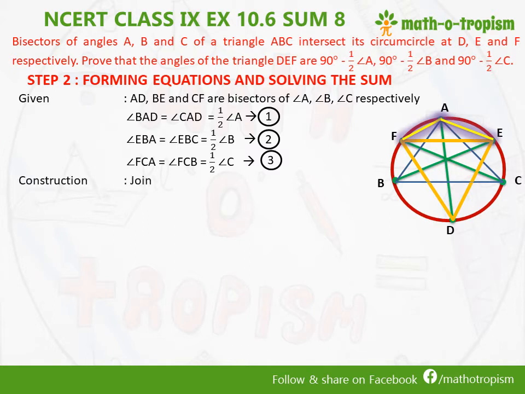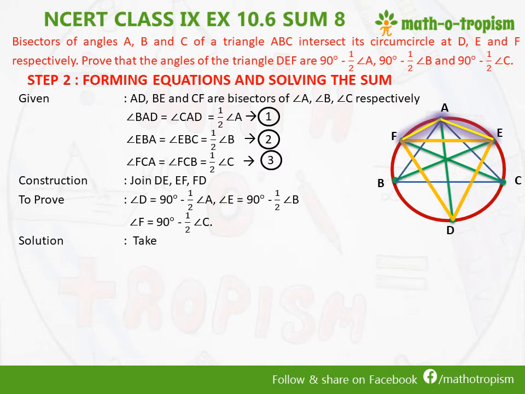Now the construction is we are going to join DF, EF and DE, and we will need to prove that angle D is 90 degrees minus half of angle A, angle E is 90 degrees minus half of angle B, and angle F is equal to 90 degrees minus half of angle C. So the solution is, we will start with the triangle DEF.